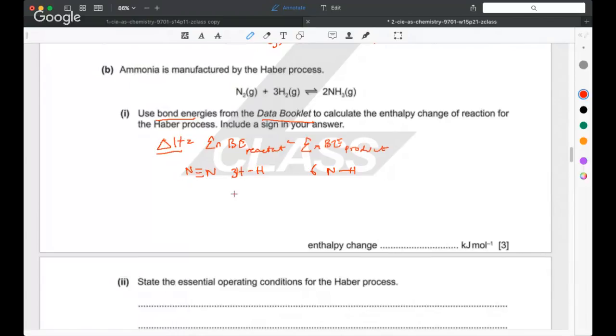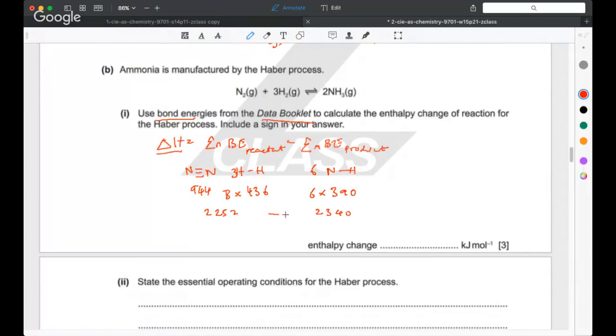So if you look that up in the data book, you've got a value for breaking that bond there of 944 kilojoules per mole. For each hydrogen bond, 436, but we've got 3 of those, haven't we? And for this nitrogen-hydrogen bond, you've got 390 kilojoules per mole, and you've got to multiply that up by 6, because we're forming 2 molecules of ammonia, each of which has got 3 nitrogen-hydrogen bonds. And so you add those all together, you've got 2,252 if you do the calculation, and 2,340 for the products, and you're doing that sum, you see the sigma there, minus that sum, that was the sigma there.